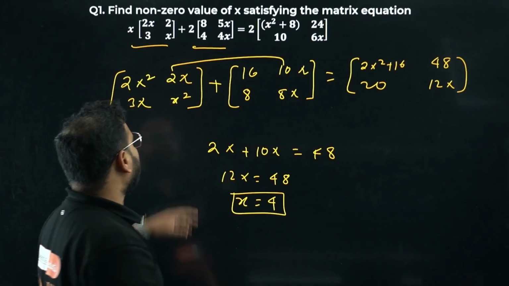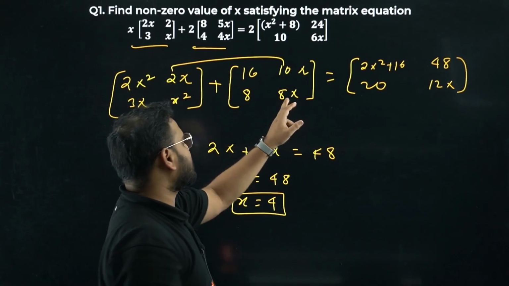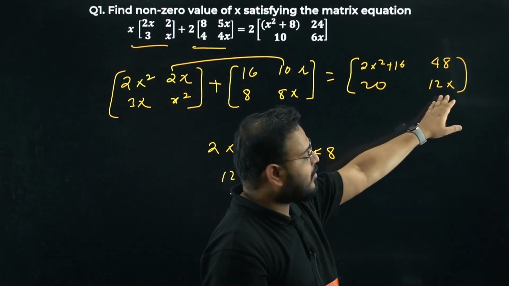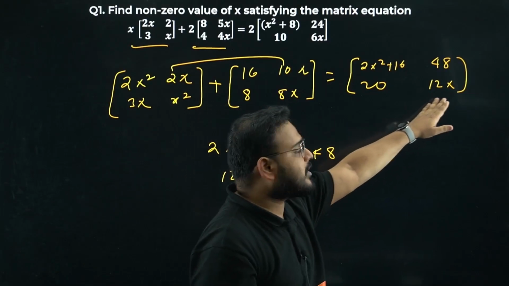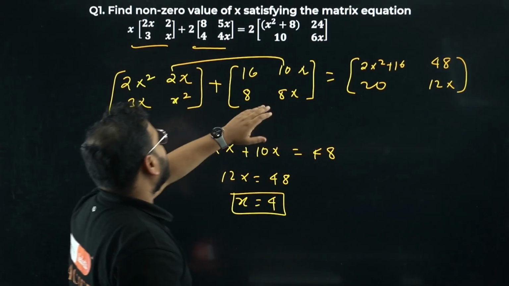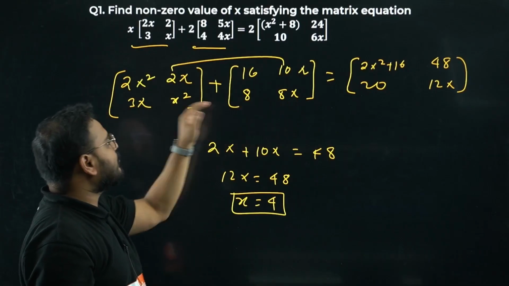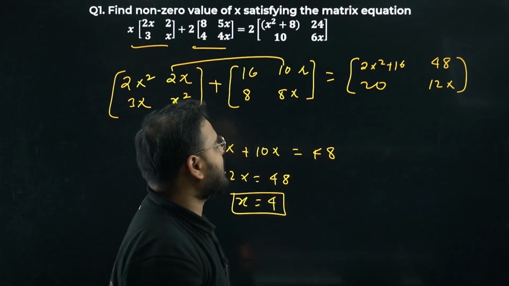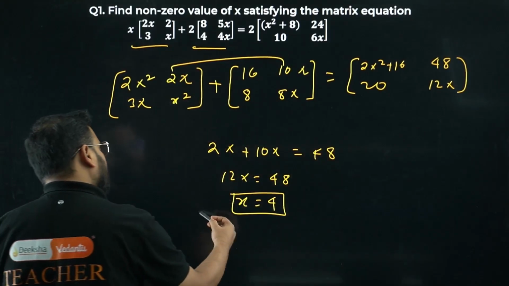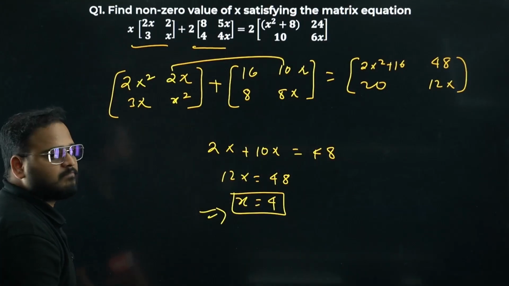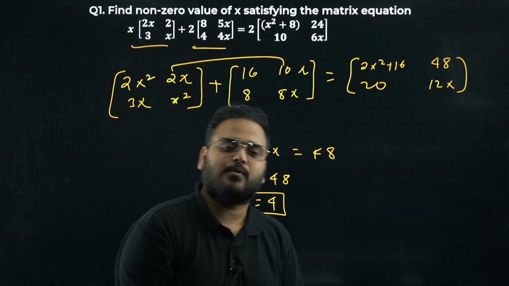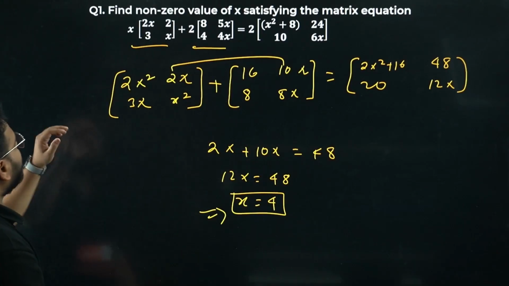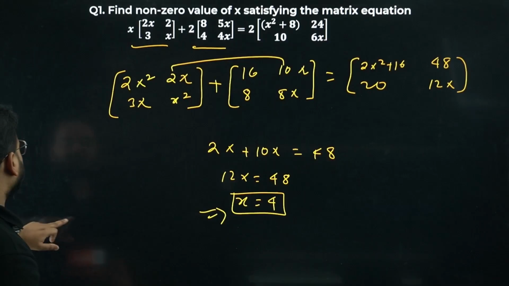If you want, you can check over here. 4 square is 16. This will become 32. This will give me 48. 12 into 4 is 48, right? What is this? 8 into 4 will be 32. Here we have 16. Will again become 48 only, right? Please cross check. Your answer for this particular question is x equals 4. This is clear? Not minus 4, only plus 4. Have a look. Non-zero answer satisfying the matrix equation.